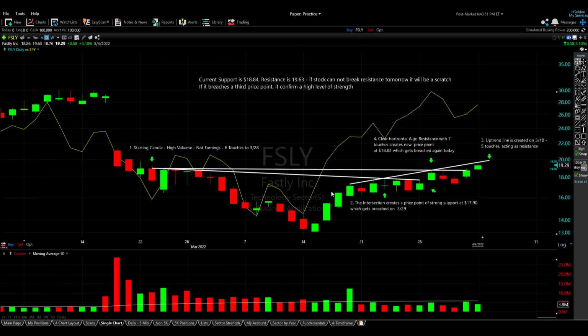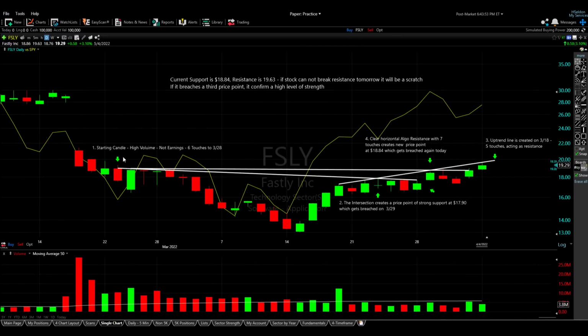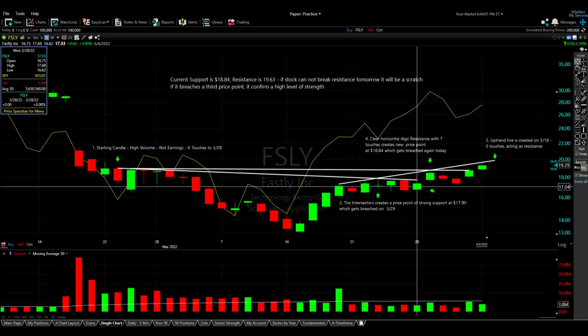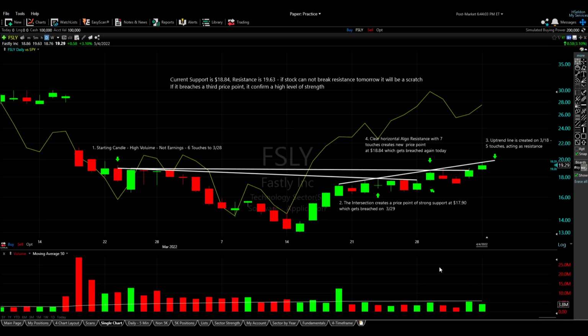Okay. 1, starting candle, high volume, not earnings. 6 touches as it goes downward sloping from February 23rd all the way to March 28th. 2, the intersection creates a price point of strong support. Here you have your uptrend line here.